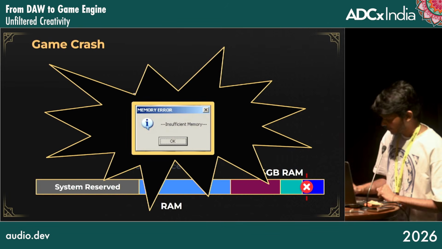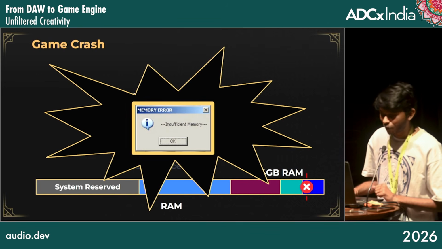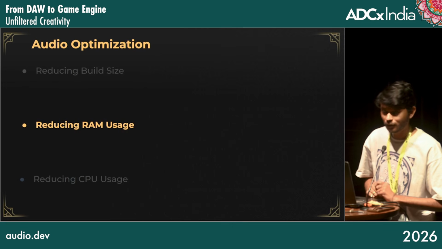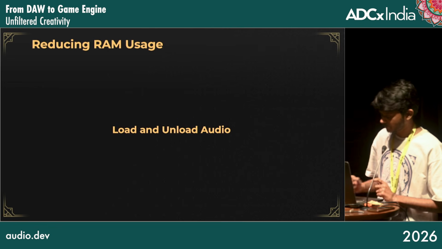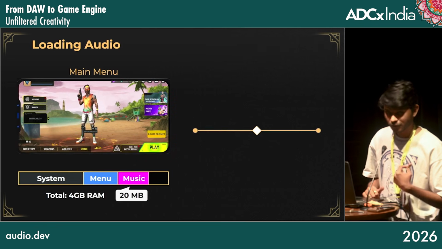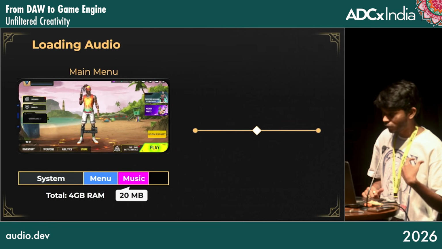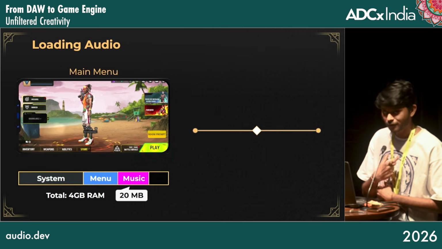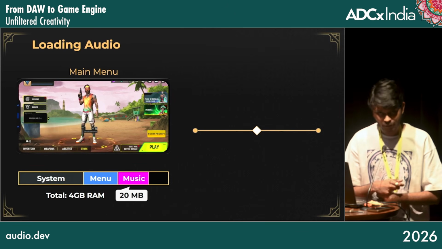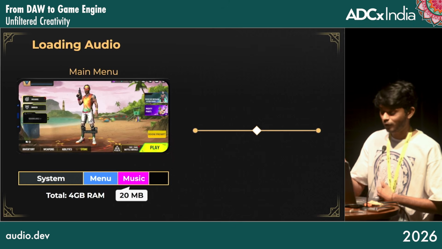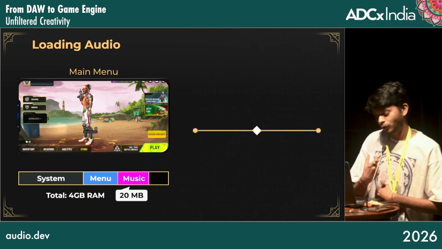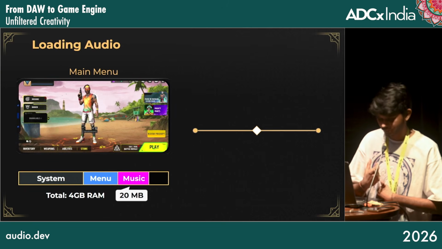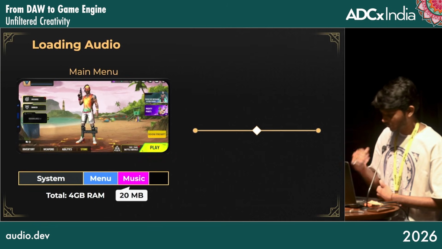Okay. So let's solve this with the help of reducing RAM usage. In terms of audio, there is something called the load and unload audio technique. This is our main menu, and again you can see it's a 4 GB RAM. Some amount is consumed by system. Some amount is consumed by the menu, the graphics, the VFX, the character, all of that. And you can see below 20 MB is consumed by the music, which is background music for that menu.